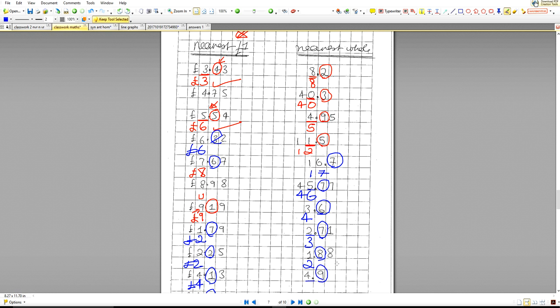So this is your whole number. This is your decider, saying it's more than 5. So that becomes 5.